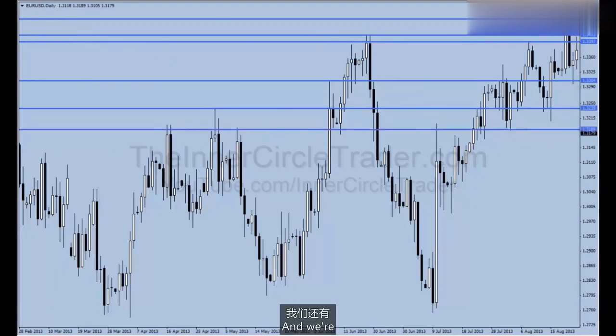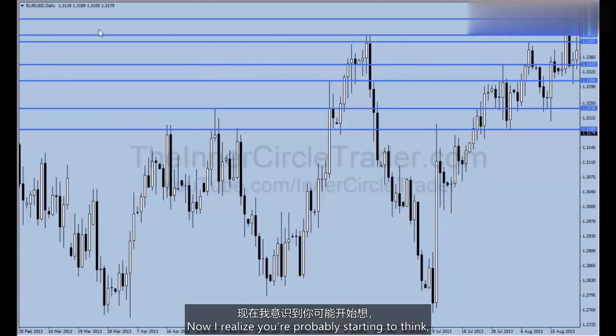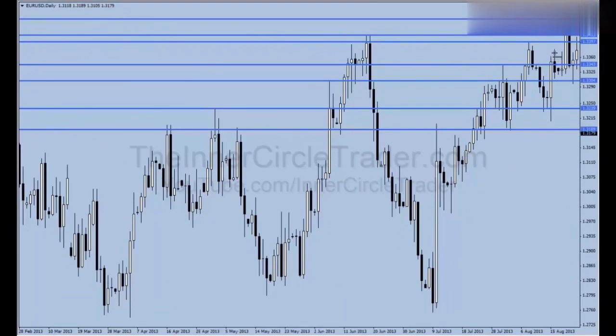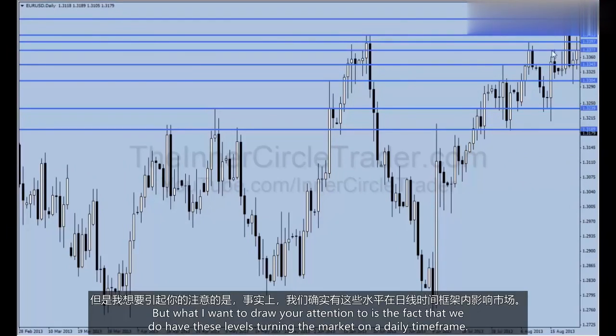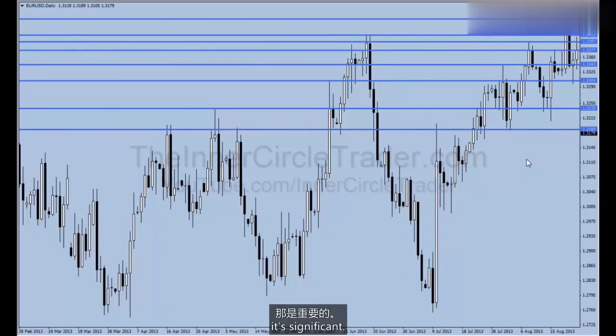Okay, so we'll have that noted. Okay, and we're going to use this high here. Okay, and you see this one here? Now I realize you're probably starting to think, well, wait a minute, this is getting really busy here. Okay, but what I want to draw your attention to is the fact that we do have these levels turning the market on a daily time frame. Okay, so if the market made its daily high or low there, okay, it's significant.